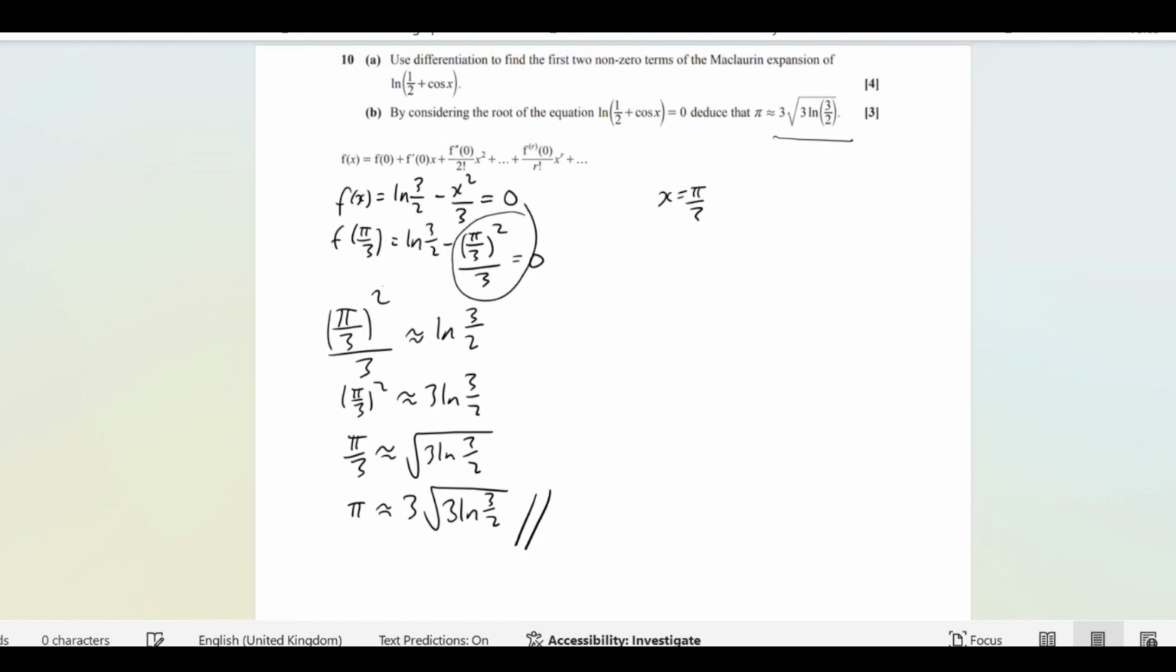So you see, this part is fairly easy if you just split it up and listen to the question where it says, consider the root. So you first solve to find the root, the value of x, where this function equals 0. And then just manipulate the algebra and use what we've learned from the previous part to solve the question.